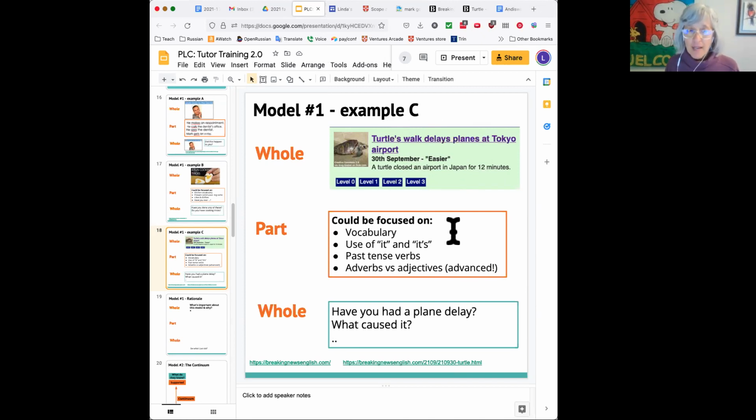Maybe I'll focus on vocabulary first. This story has a lot of it and its. So we'll be able to work on that. Could be on past tense verbs. It will depend. I won't do all of these, but I'll probably focus on one and maybe another one at another time. Adverbs versus adjectives. This would be if it was an advanced class.